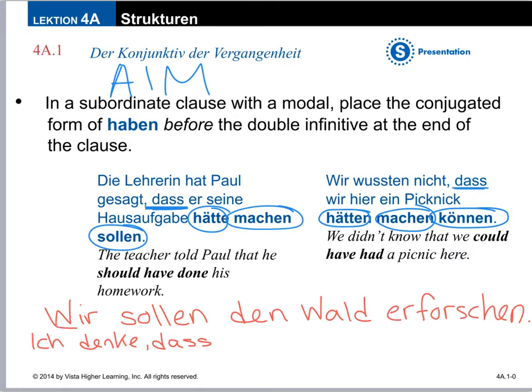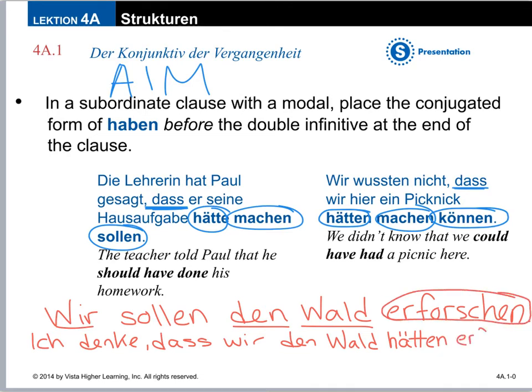So after my dass, I'm going to use the wir and the den Wald. And then I've got to put in the rest of the verbs in the aim format. So we're using a modal verb, so that means that we're using a form of hätten, and wir is the subject, so hätten, and then the infinitive, erforschen. I'm going to end it because I don't have space, and then you're going to have the modal verb at the end. Sollen. Ich denke, dass wir den Wald hätten erforschen sollen. I think that we should have explored the forest.